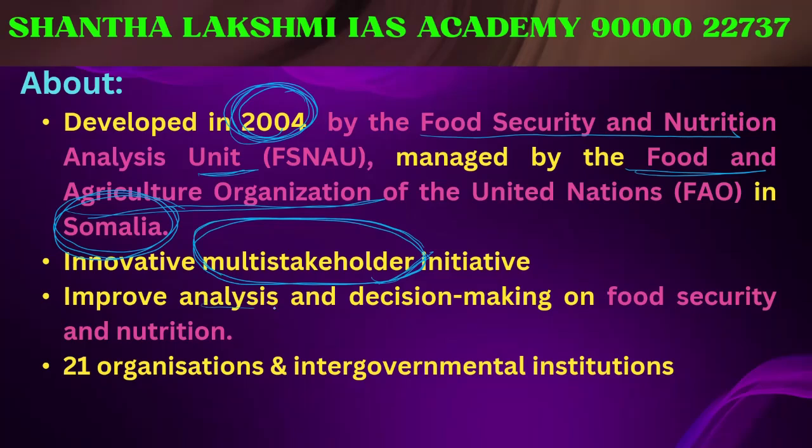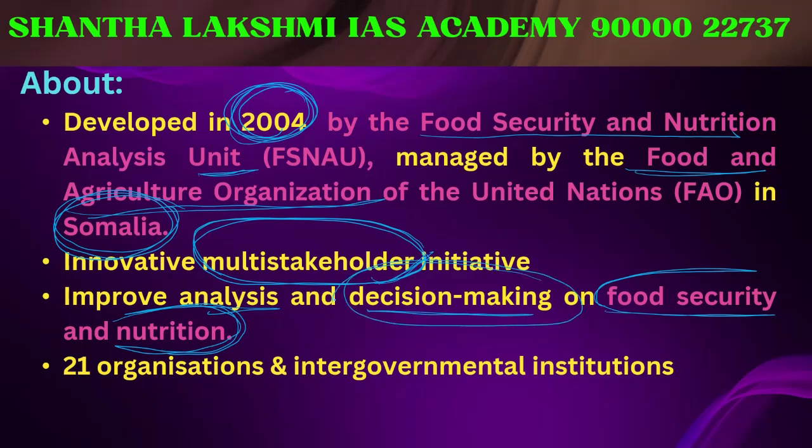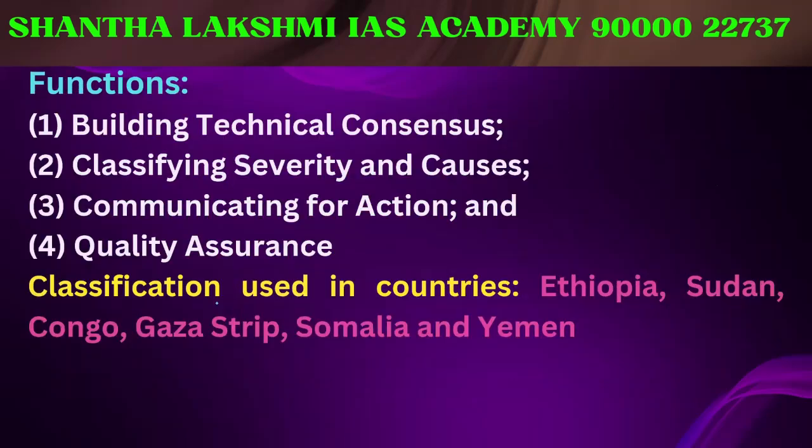And what is the objective or purpose of this IPC? See, to improve the analysis as well as decision making, particularly on food security and nutrition. So this IPC will analyze the food security and nutrition aspects, and regarding this, they will help in making decisions. As of now, there are 21 organizations and intergovernmental institutions in this IPC. That's why it is known as a multi-stakeholder global initiative, which aims at focusing on food security and nutrition.